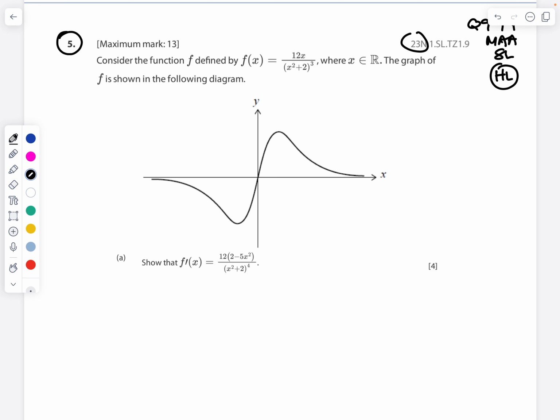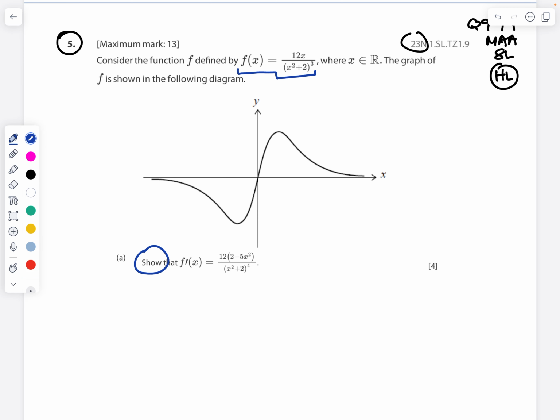Given the rational function that we have here, it will ask us to show that. Show that means your answer is given, therefore the 4 marks you see here will be awarded for showing the steps along the way.